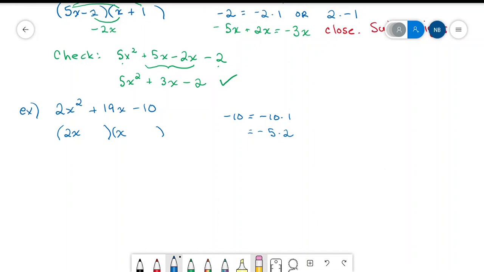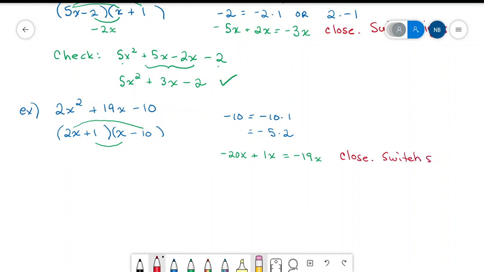So let's try using positive 1 here and negative 10 here. Now I'm going to check my outer. 2x times negative 10 is negative 20x. I'm going to check my inner. 1 times x is positive 1x. Negative 20x plus 1x is negative 19x, which is close again, but the signs are wrong, so we switch them. Switch signs.